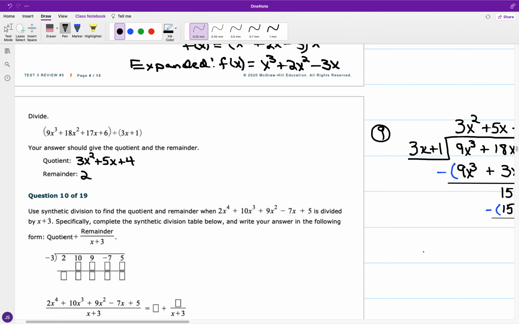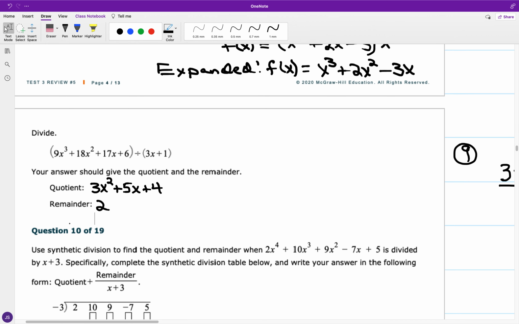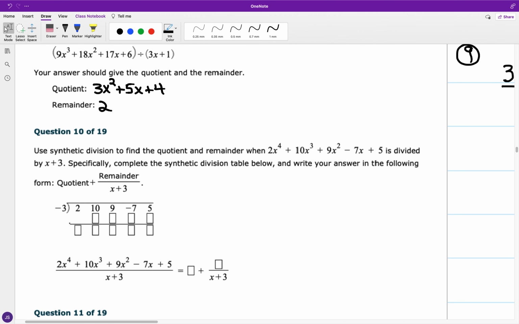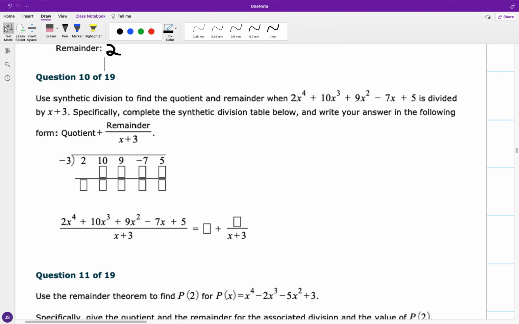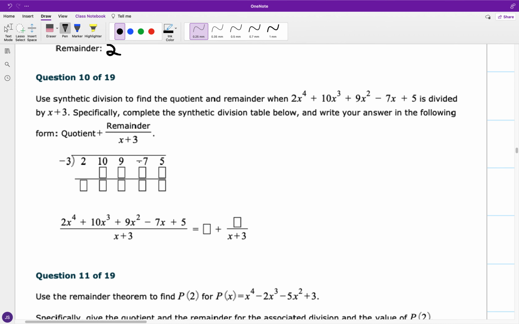All right. Now we have synthetic division arising, and it says here that we have the dividend, which is a fourth order polynomial: 2x to the fourth plus 10x cubed plus 9x squared minus 7x plus 5, divided by x plus 3. It says to complete the synthetic division table below and to write the response in the following form, where we have the quotient plus the remainder over the divisor.